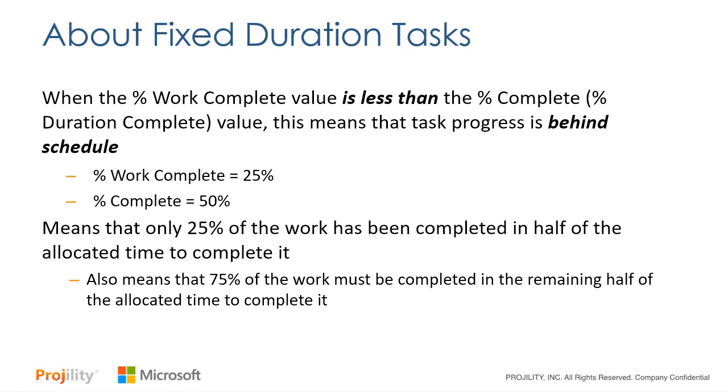Consider the following example. Percent work complete is 25%. Percent complete is 50%. This means that only 25% of the work has been completed in half of the allocated time needed to complete it. This also means that 75% of the work must now be completed in the remaining half of the allocated time to complete it. With the use of a custom view, we can help you to analyze and compare these numbers.